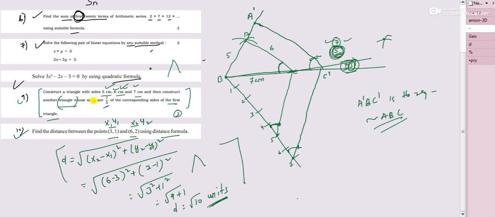So I hope you have understood. So total how many questions are there? 5. So earlier 5, now 5 2s are 10. So we have got 10 marks already. Next, coming to the 3 mark section.